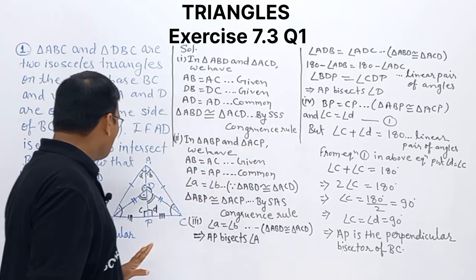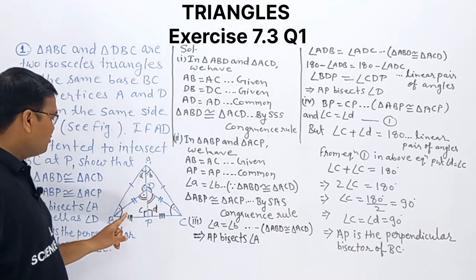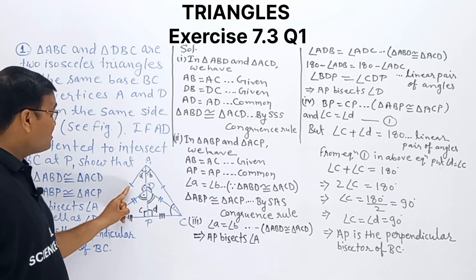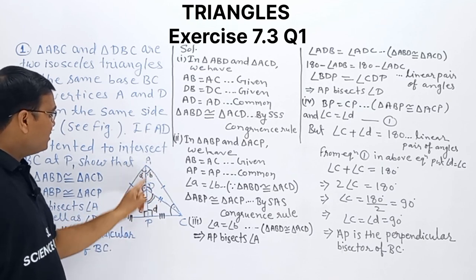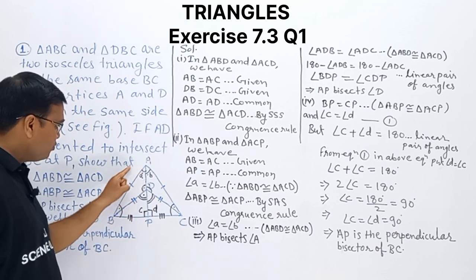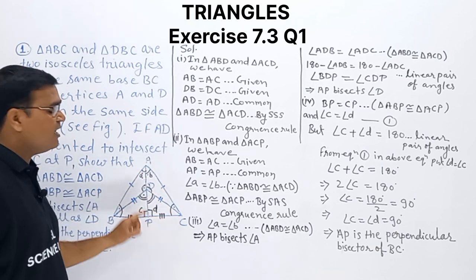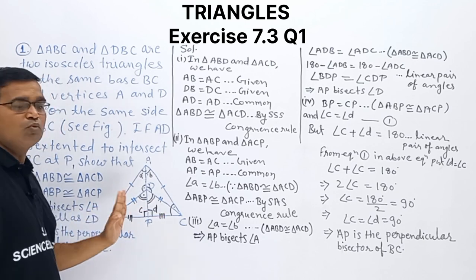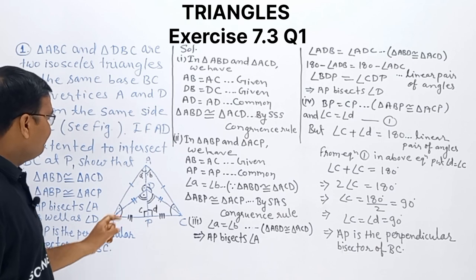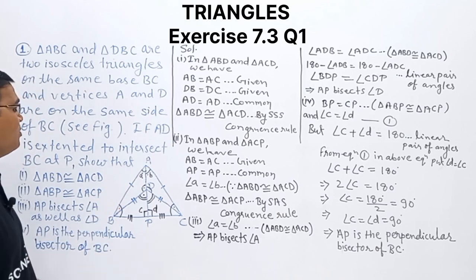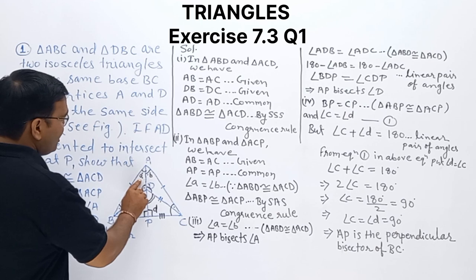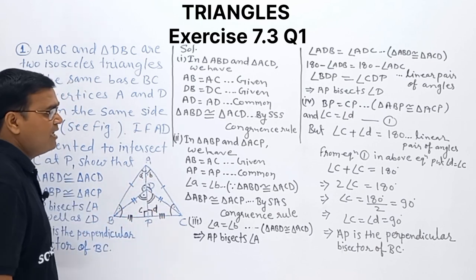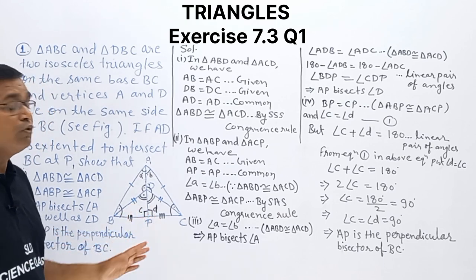ABP and ACP are congruent, it means this equal to this one, given. First we should show they are congruent: this equal to this one, this angle equal to this one, this is common, so automatically we can say these two triangles ABP and ACP are congruent. So this side equal to this side, so P is the midpoint. But we want to show the angle. How will we show the angle? This angle equal to this one, so angle C will be equal to angle D, but we don't know it is 90 degrees.